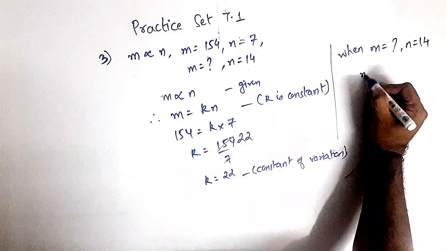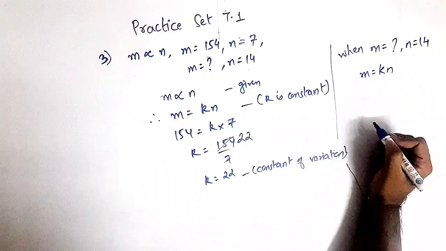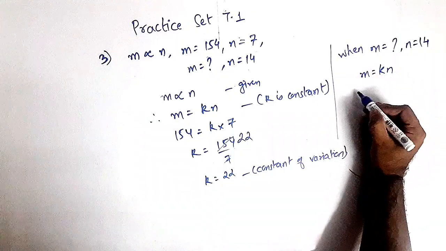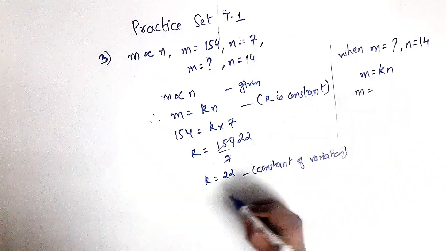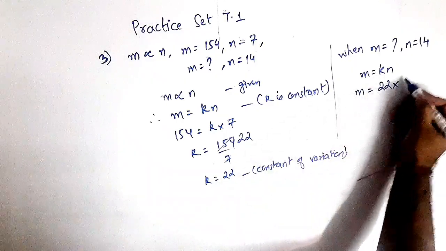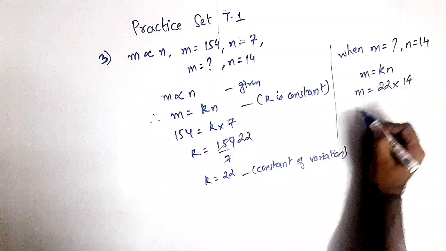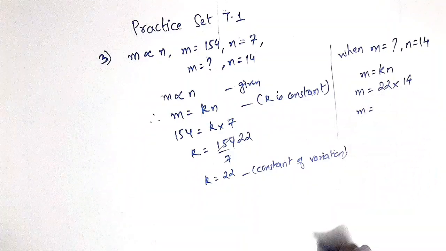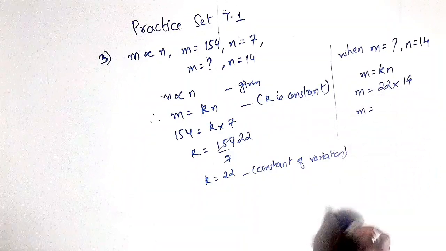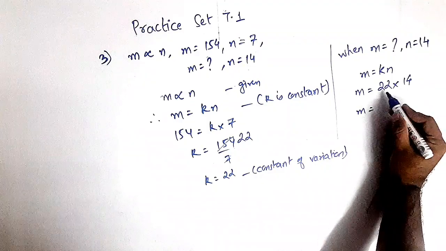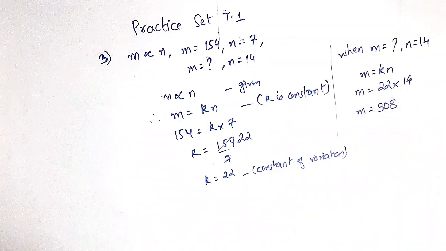here you have to write m equals to kn. Okay, this is equation of variation. m we don't know, k we know it is 22, and n we know it is 14. Okay, so this will be what? 14 2s are 28, 14 2s are 28 plus 280, it is 308. So your answer is 308.